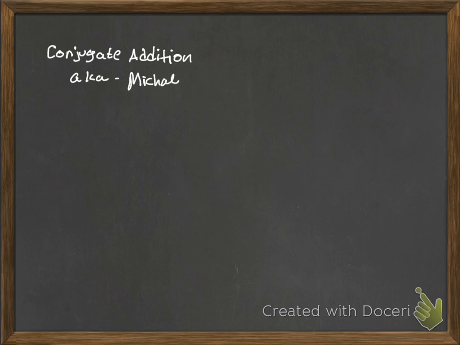So let's look at something that's called a conjugate addition. Also called a Michael addition. Most likely because if somebody named Michael probably first developed it. Although it could have been Michelle, you never know. All right, so let's take a look at this. This is what the molecule would look like before we do anything to it.